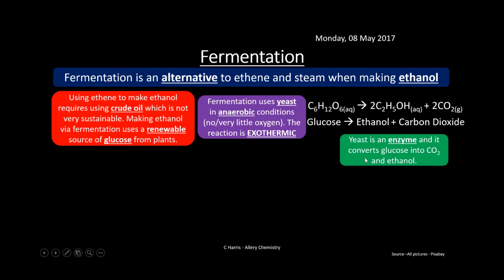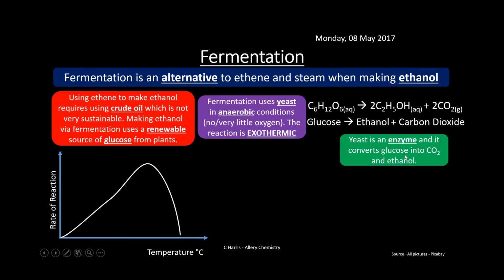Okay, and the yeast is an enzyme. It converts this glucose into carbon dioxide and ethanol. It has to be at the right temperature though, because it's an enzyme. You can't just heat it up like in the previous reaction that we've seen before. You have to keep it at the right temperature, because enzymes prefer to work at certain conditions. So let's have a look at the effect of this.